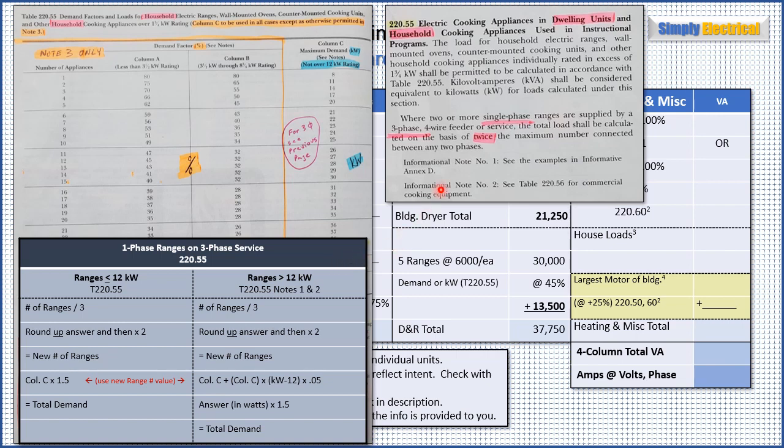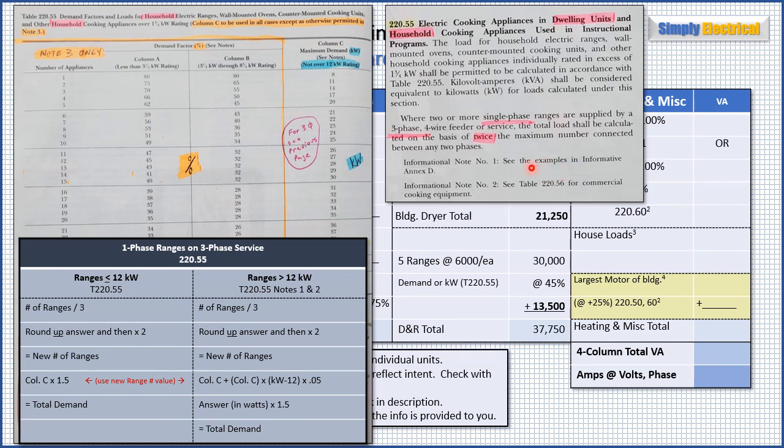The last thing this says here is informational note number 1, see examples in informative Annex D. So you can go to Annex D and find examples of range calculations. And then it makes a note that for commercial cooking equipment, see Table 220.56. And I'll be going over that in my commercial calcs, so we're not going to talk about that now.